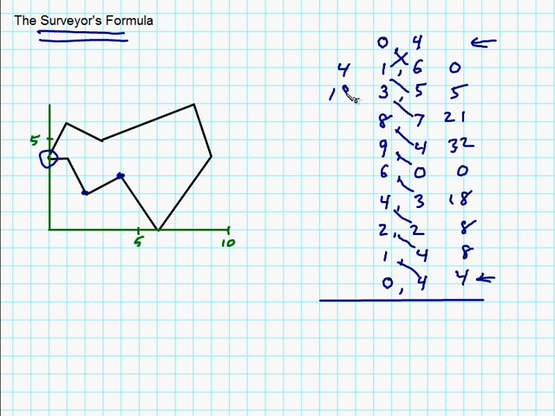Okay? Now multiply the other diagonals. 4 times 1 is 4. 3 times 6 is 18. 5 times 8 is 40. 9 times 7 is 63. Here, 6 times 4 is 24. 0 times 4 is 0. 2 times 3 is 6. 2 times 1 is 2. 4 times 0 is 0.